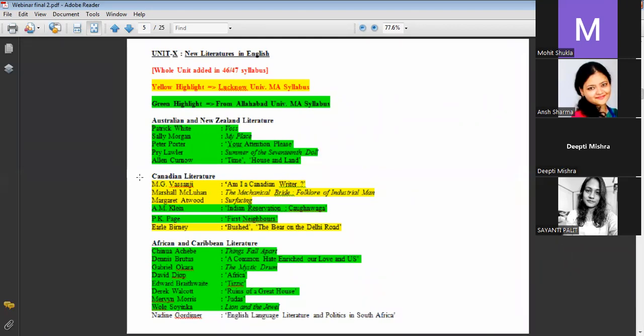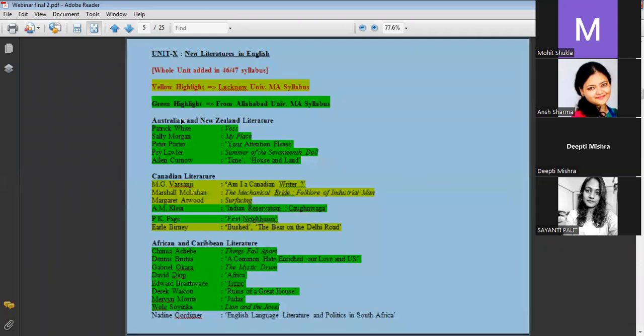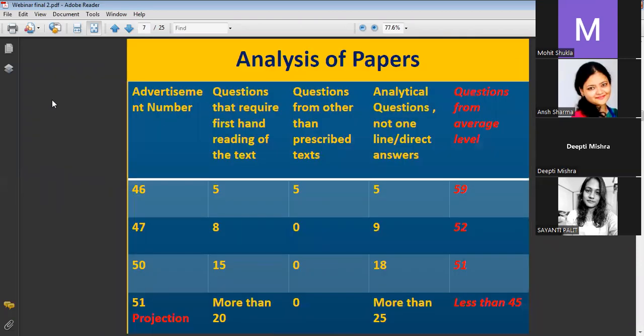So there is a pattern. That was about the syllabus. Now we'll go directly to the question papers. I appeared in 46 and 50, so I had the papers myself. And 47 I downloaded from the internet. I did not have the paper.